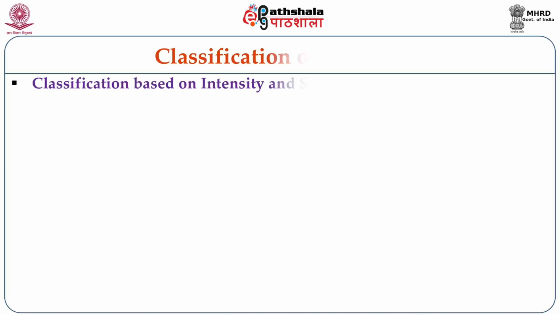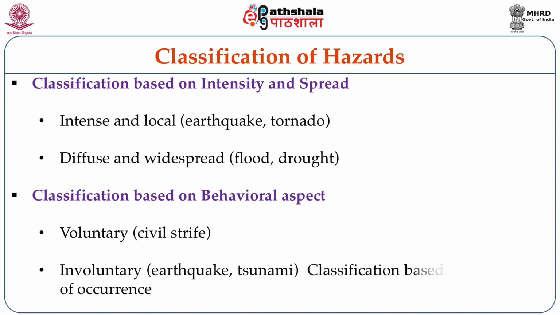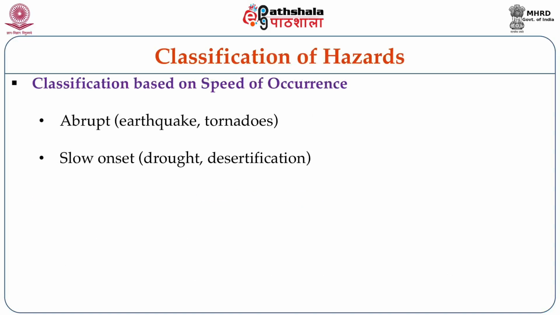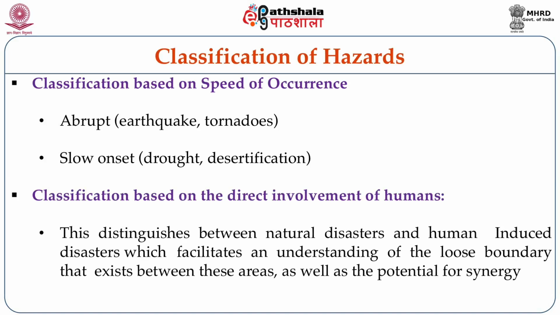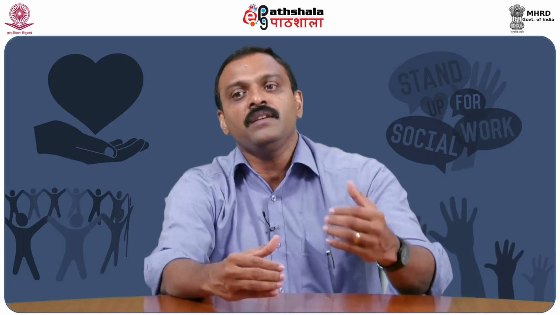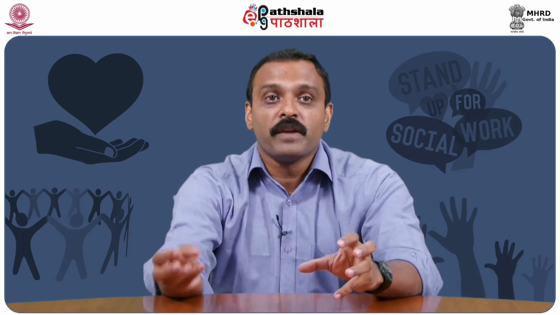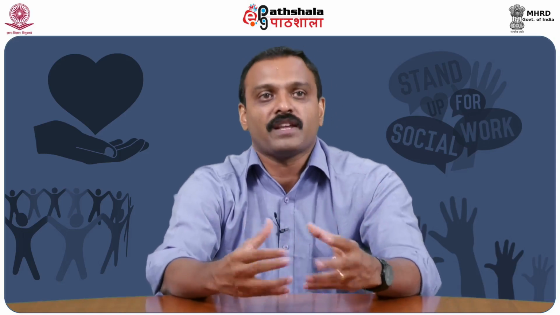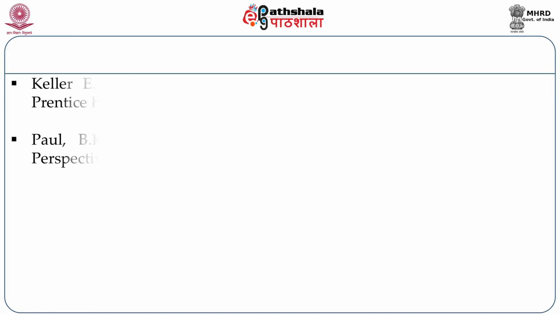Now here comes the classification based on intensity and spread, classification based on behavioral aspect, classification based on speed of occurrence. For example, if the speed of onset is abrupt, as for an earthquake and tornadoes, it is very quick. It lasts for a few seconds. Slow onset, drought and desertification. And classification based on the direct involvement of humans. And the last one is, again I'm repeating, the EMDAT or CRED classification, where they again classified, because it is a database, what hazard should qualify as certain categories. They have classified it into natural, technological, and so on. I have given some reading.